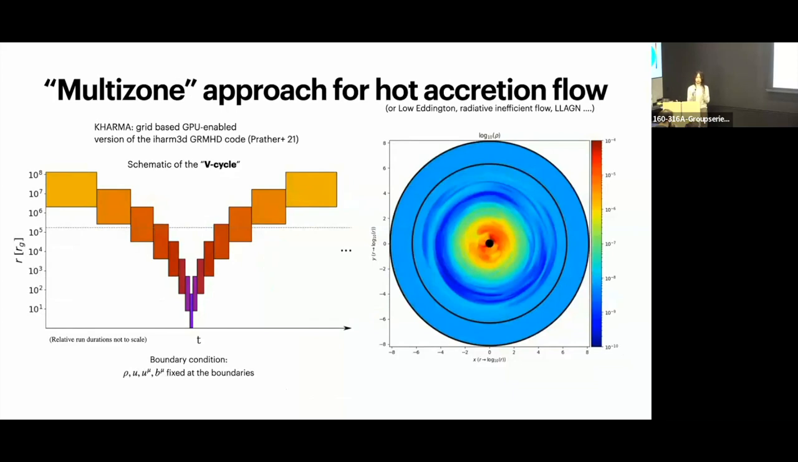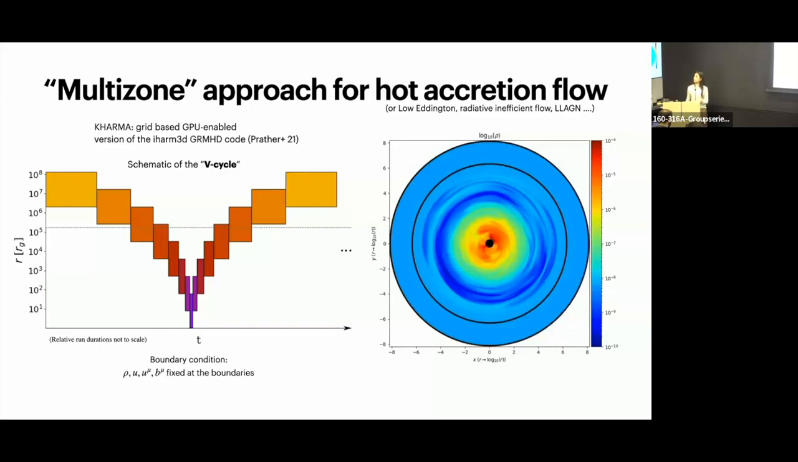So the idea is that if we have a very huge spherical grid going from the black hole horizon to, say, 10⁸ RG, instead of trying to simulate the whole thing, which is impractical as we've shown, we would divide it into different annuli, evenly spaced in log R, and we would only keep one active zone. We would only simulate one active zone at a time, while keeping all other zones frozen.